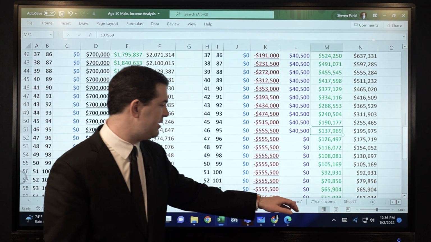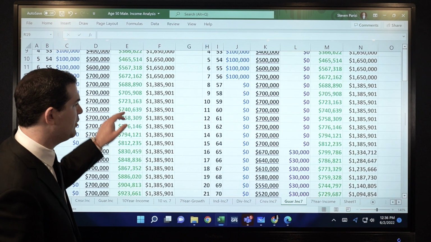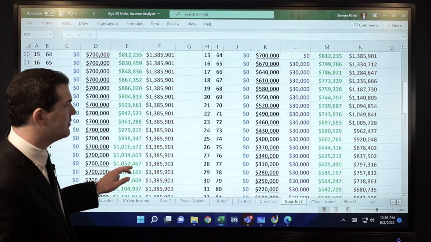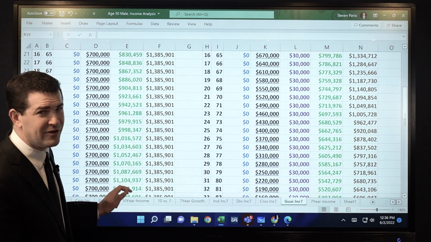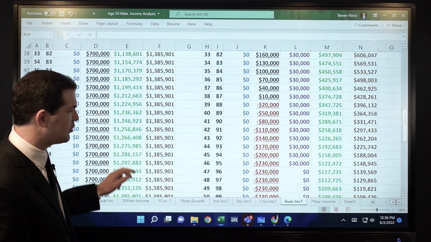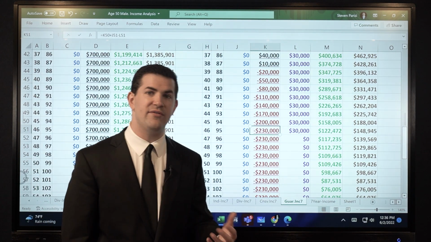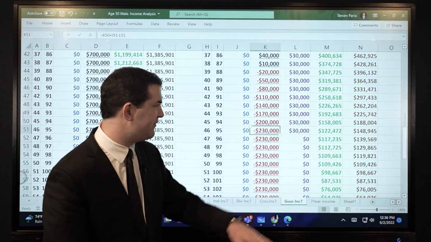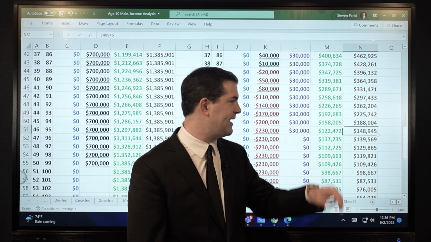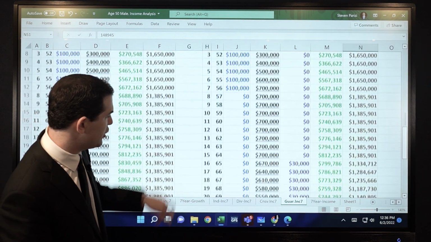And then lastly, the guarantees. Absolute worst case scenario. What does this look like? $30,000 per year. We could pull out a little bit more than this. I just ran it ultra conservative. And there we go. Pulled out your 700 plus another 230 on top of it, remaining cash value and death benefit at age 95.